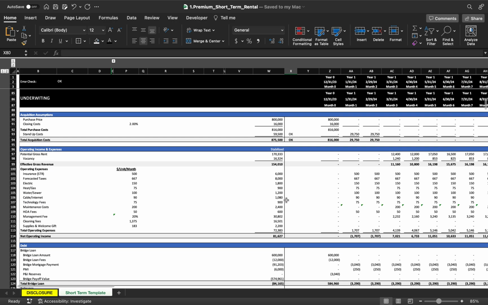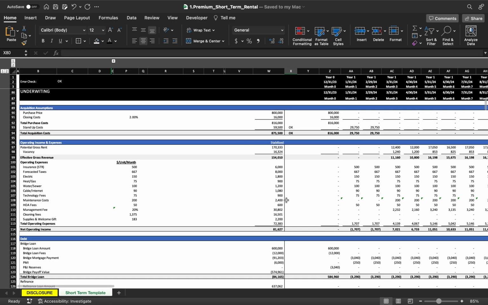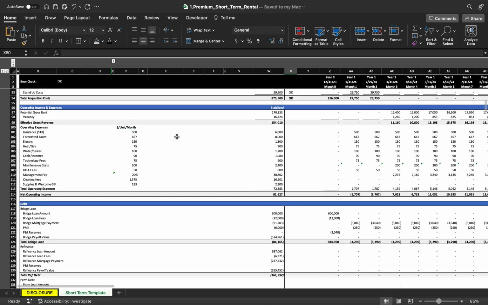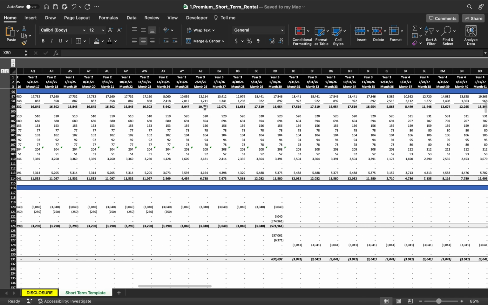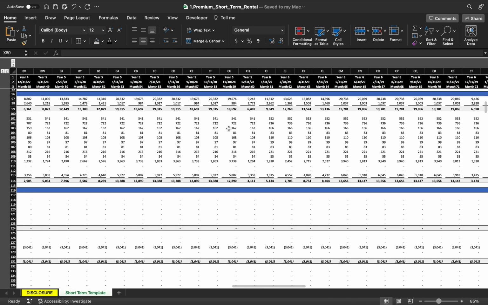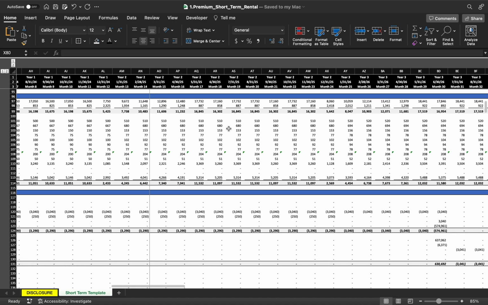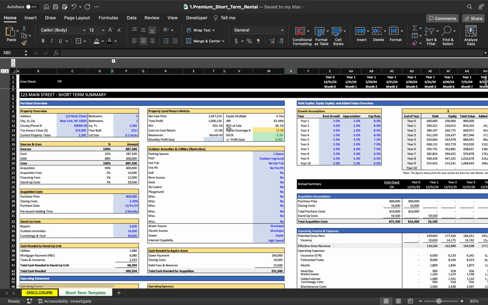These numbers are all auto-populated based on the assumptions that you provide in the section above. And you'll see, right, it's calculating on a monthly basis and it's calculating for 10 years. There are a lot of cool features this model has that I will be walking you through right now. It's pretty functional, and let's dig in.